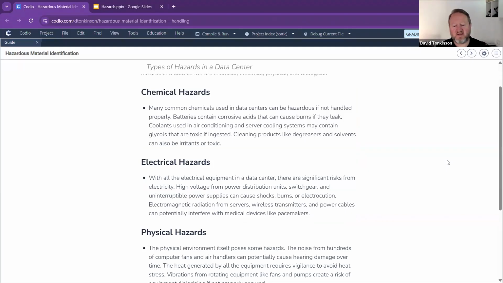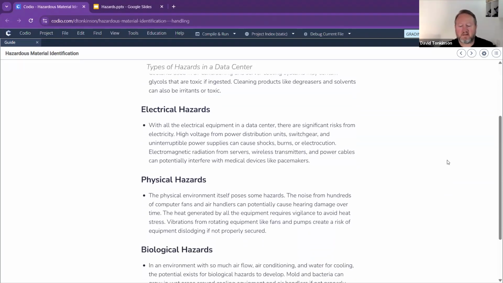Batteries can be corrosive, and that basically means they will burn through things because of the acid that's in there. And coolants used in air conditioning service coolants may contain glycerols, which can be toxic if ingested. Electrical hazards. Okay, we talked about the high voltage, the high amperage, and what basically occurs in those areas, and we talked about the electrical systems.